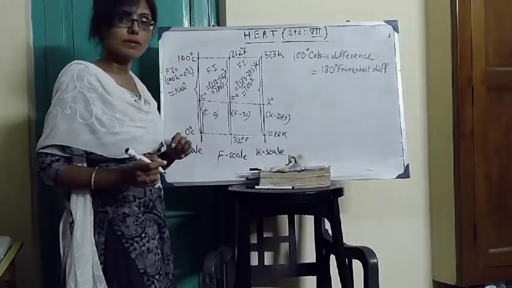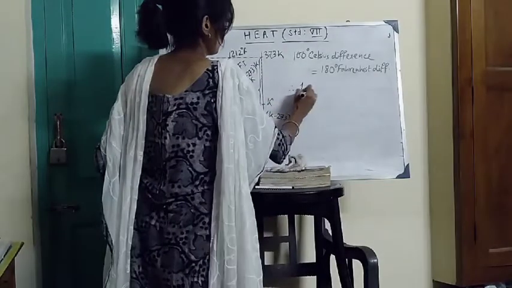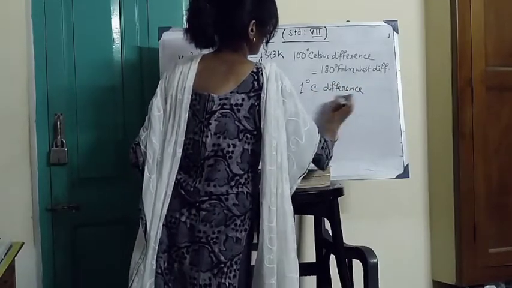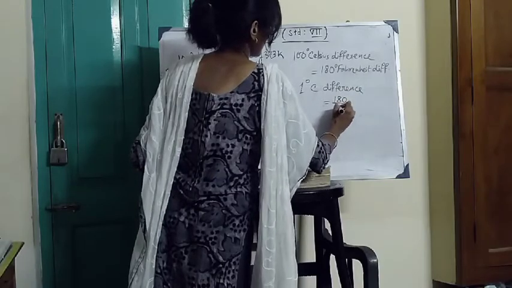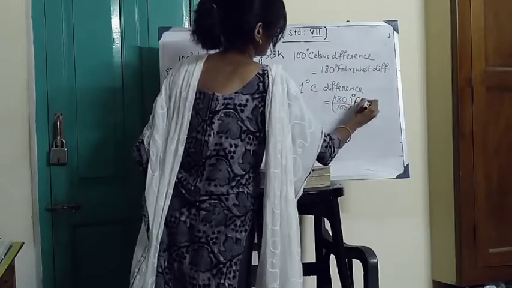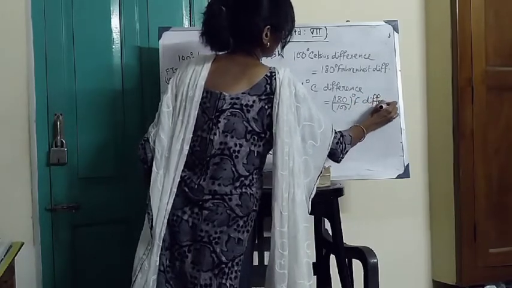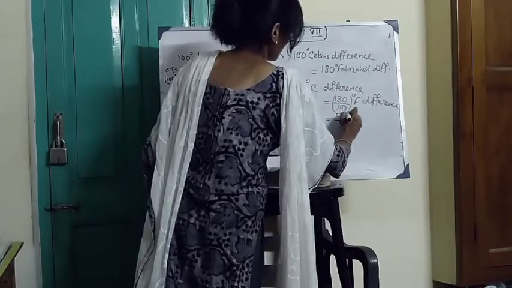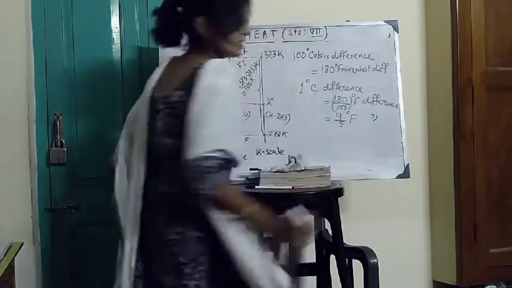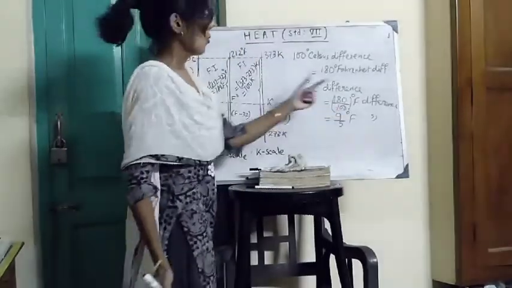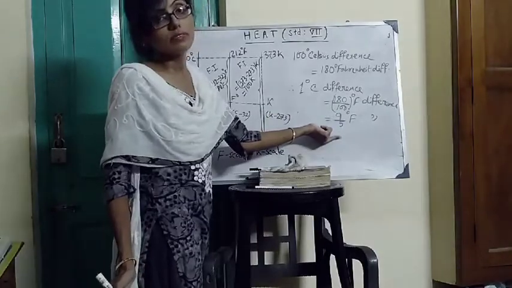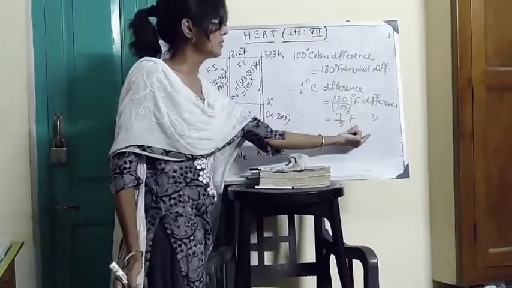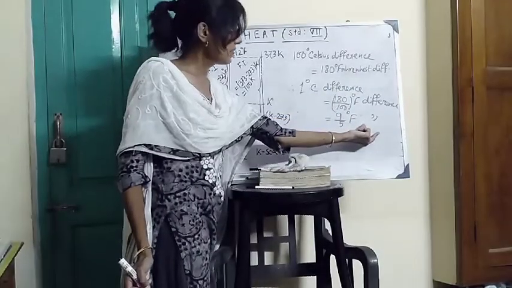Okay, apply the unitary method. Therefore, 1 degree Celsius difference is equal to 180 by 100 degree Fahrenheit difference. Simplify, it is equal to 9 by 5 degree Fahrenheit difference. The term difference is very important. 1 degree Celsius is not equal to 9 by 5 degree Fahrenheit. That is wrong. 1 degree Celsius difference is equal to 9 by 5 degree Fahrenheit difference.